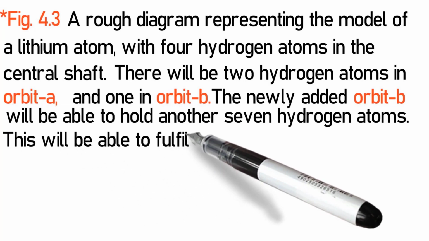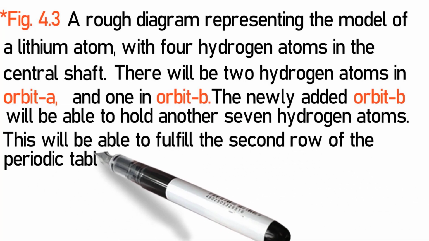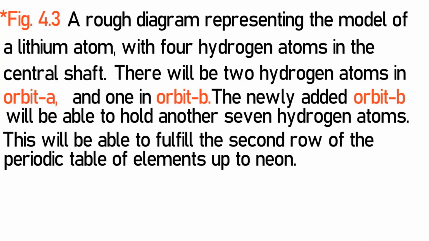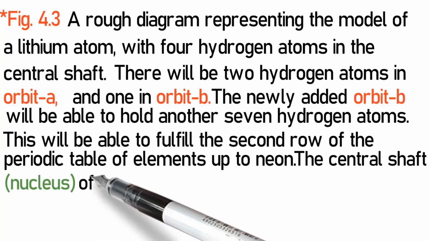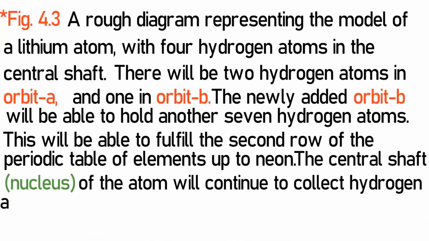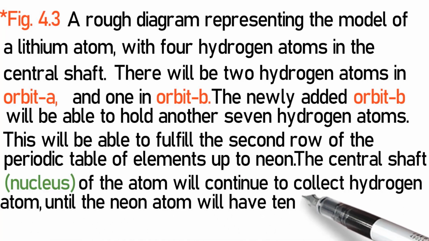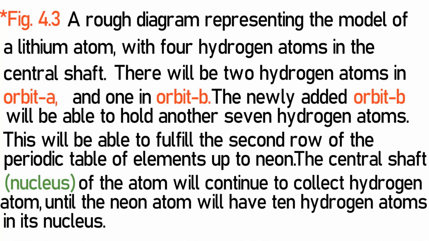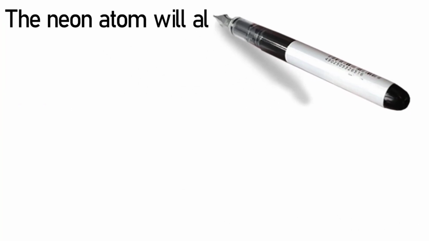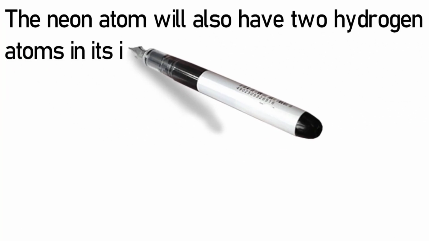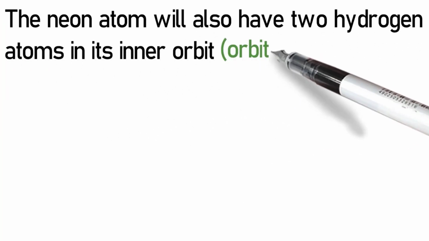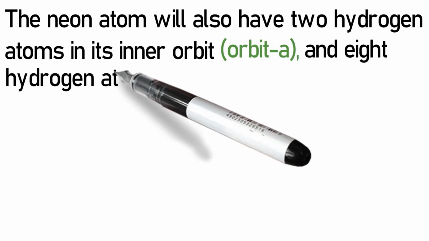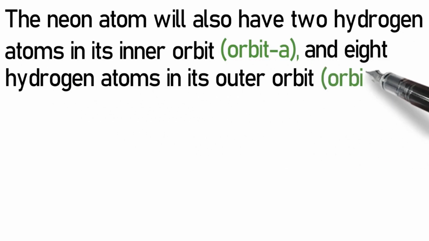This will be able to fulfill the second row of the periodic table of elements up to neon. The central shaft, nucleus of the atom, will continue to collect hydrogen atoms until the neon atom will have 10 hydrogen atoms in its nucleus. The neon atom will also have 2 hydrogen atoms in its inner orbit, orbit A, and 8 hydrogen atoms in its outer orbit, orbit B.